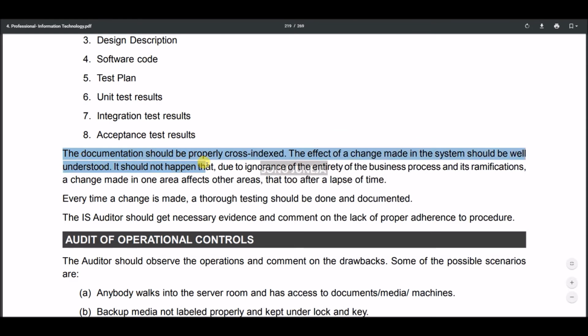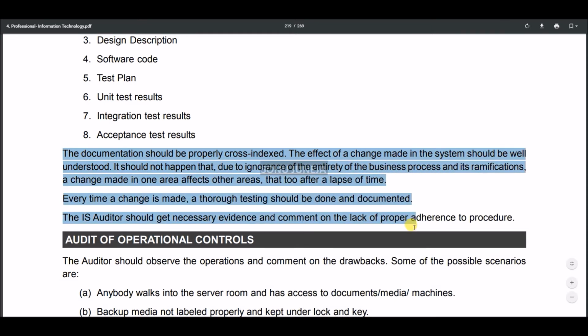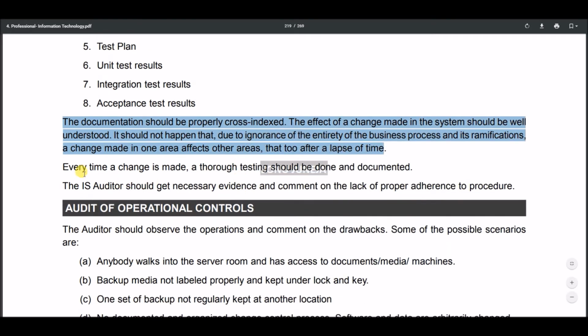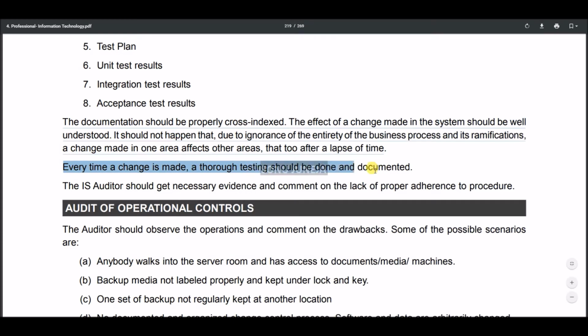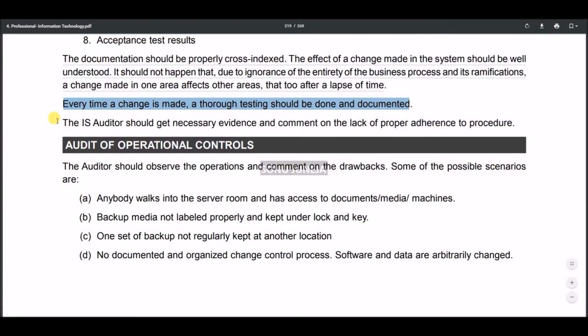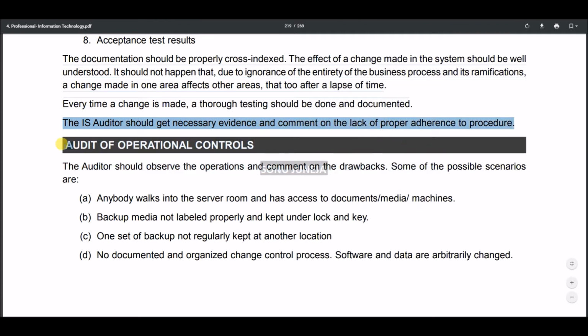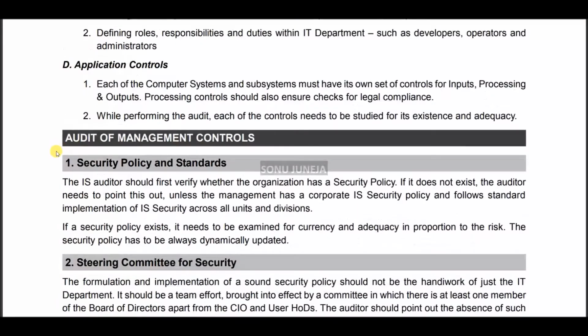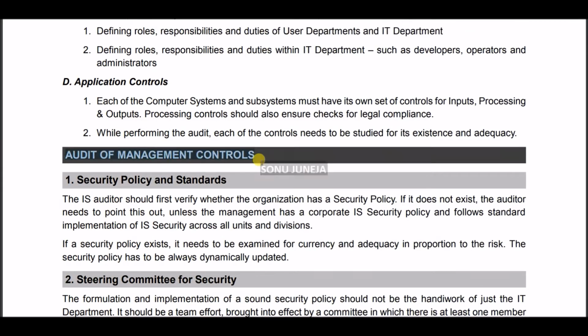It should not happen that, due to ignorance of the entirety of the business process and its ramifications, a change made in one area affects another area, that too after a lapse of time. Every time a change is made, testing should be done and documented. The IS auditor should get necessary evidence and comment on the lack of proper adherence to procedures. So above we have the audit of the management controls.